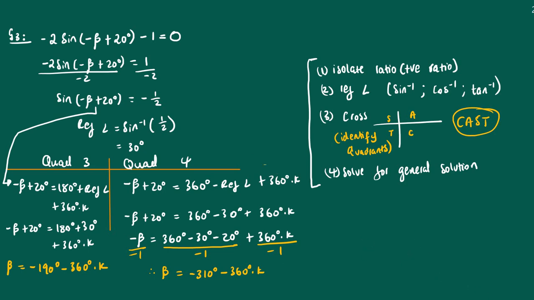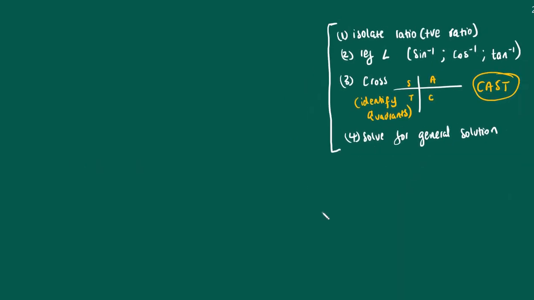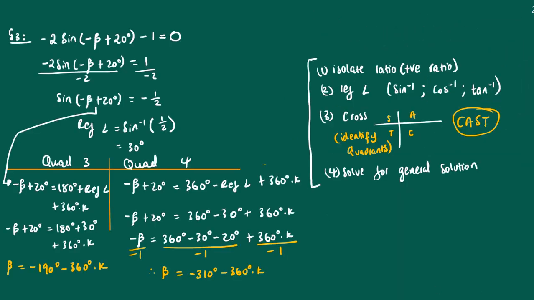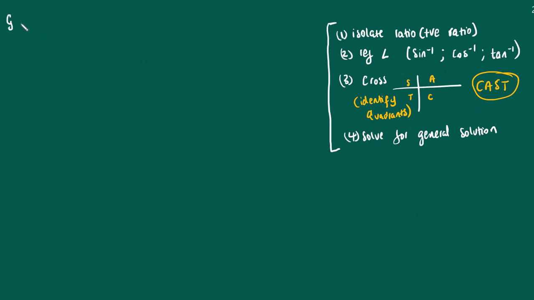Great stuff. So let's then move on to this type. Let's move on to this type, G4. So let's say you are given the following: 3 sine theta minus cos theta is equal to 0. Now, do you see that this one is a bit different from the previous one?